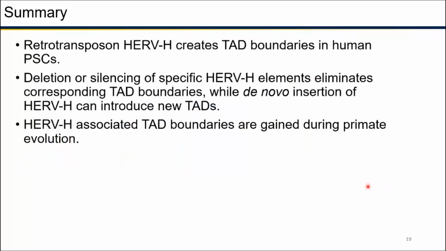So in summary, we show that HERV-H retrotransposon creates TAD boundaries in the human pluripotent stem cells. We show that deletion or silencing of specific HERV-H elements can eliminate corresponding TAD boundaries, while de novo insertion of HERV-H introduces new TADs. And finally, we show that HERV-H associated TAD boundaries are indeed gained during primate evolution.